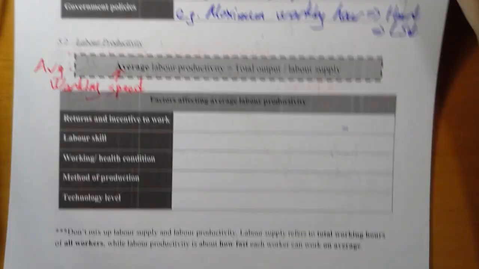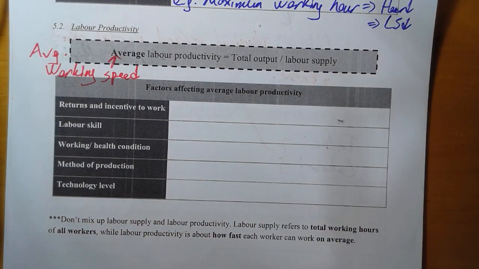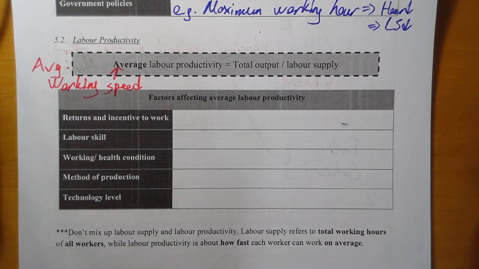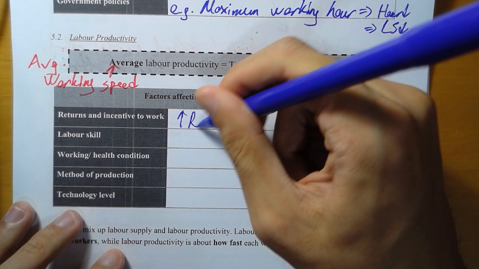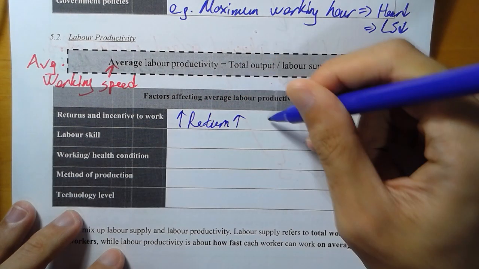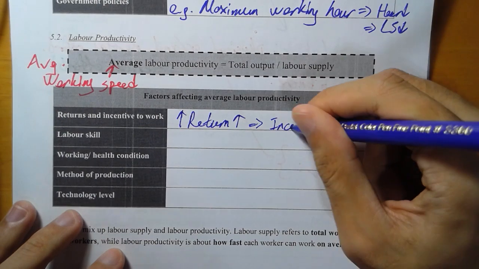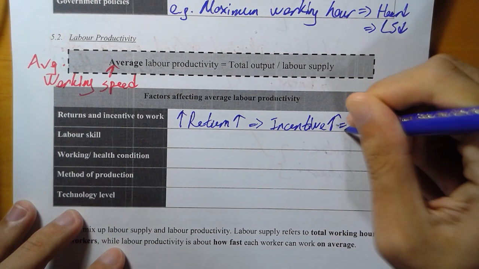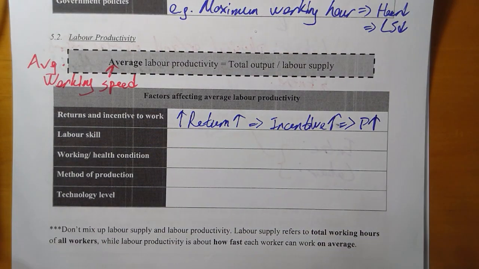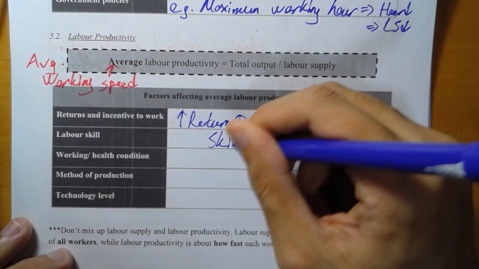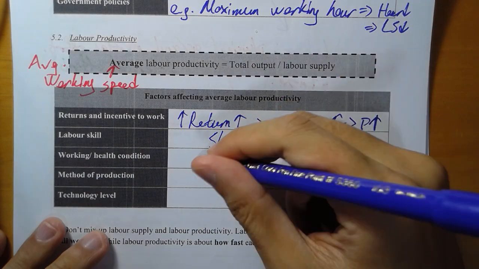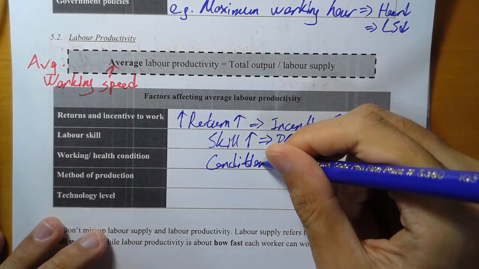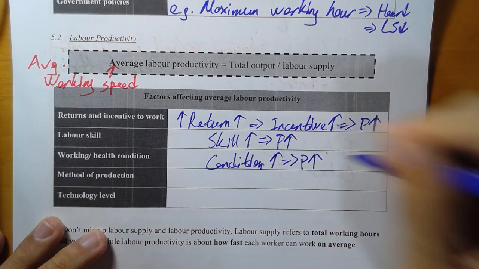Now, let's look at the factors first, and then I'll talk about something very important. What factors would affect labor productivity? Again, when the return increases, in general, incentive increases, so the productivity will also increase. Now in general, something like the skill: of course, the better the skill, the faster you work. Now, the better the condition, healthier and more comfortable, then productivity also increases.